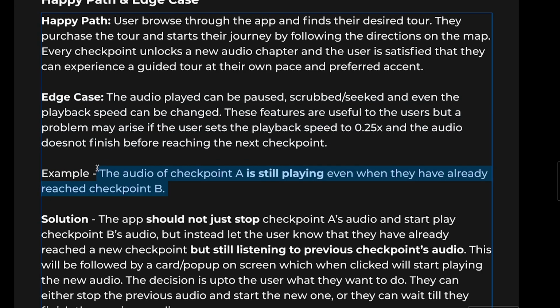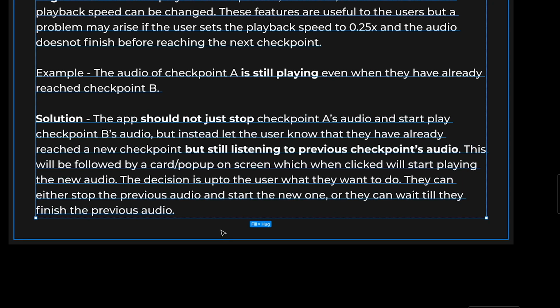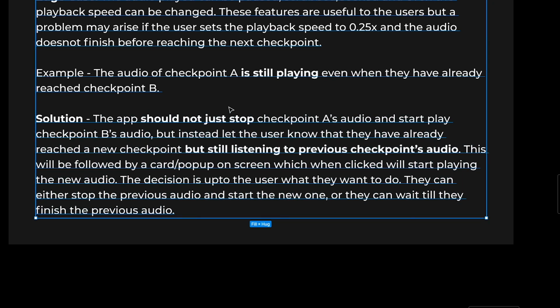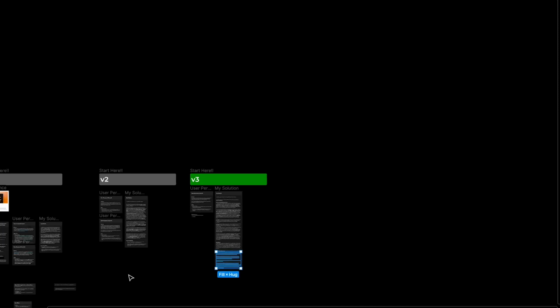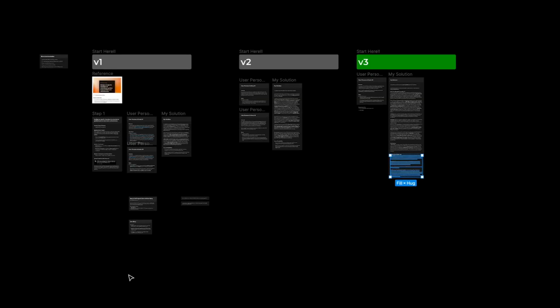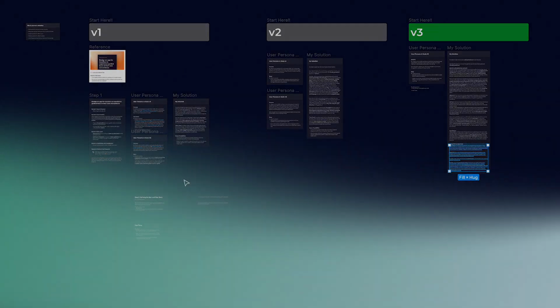These are the only edge cases. Now here is another example of a valid edge case, which is that the audio of checkpoint A is still playing even though they have reached checkpoint B. And he's given some sort of a solution over here, which is fine, where he says that the app should not just stay on checkpoint A, even though you're at checkpoint B. So he's come up with a solution. I'm not going to get into all that. But anyway, the whole point of this is it's very important to really connect every single piece together so that it makes very much sense. So that's how you go ahead and validate a problem statement.